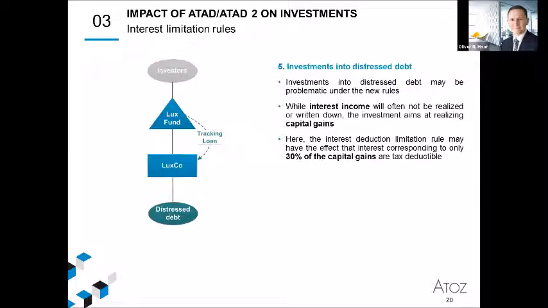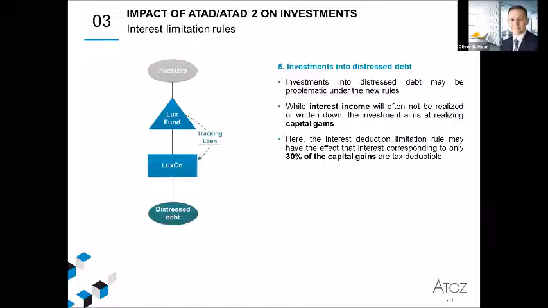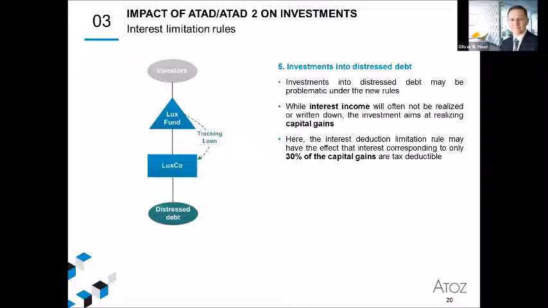Now, one investment type, a little excursus, investment into distressed debt, might give rise to concerns when it comes to the interest limitation rules. So if you see here a fund investing via a Luxembourg company into a portfolio of distressed debt, here being financed by a tracking loan, the tracking loan would say, all the income from the distressed debt portfolio is tracked, minus an arm's length remuneration for the activities performed by the Luxembourg company.